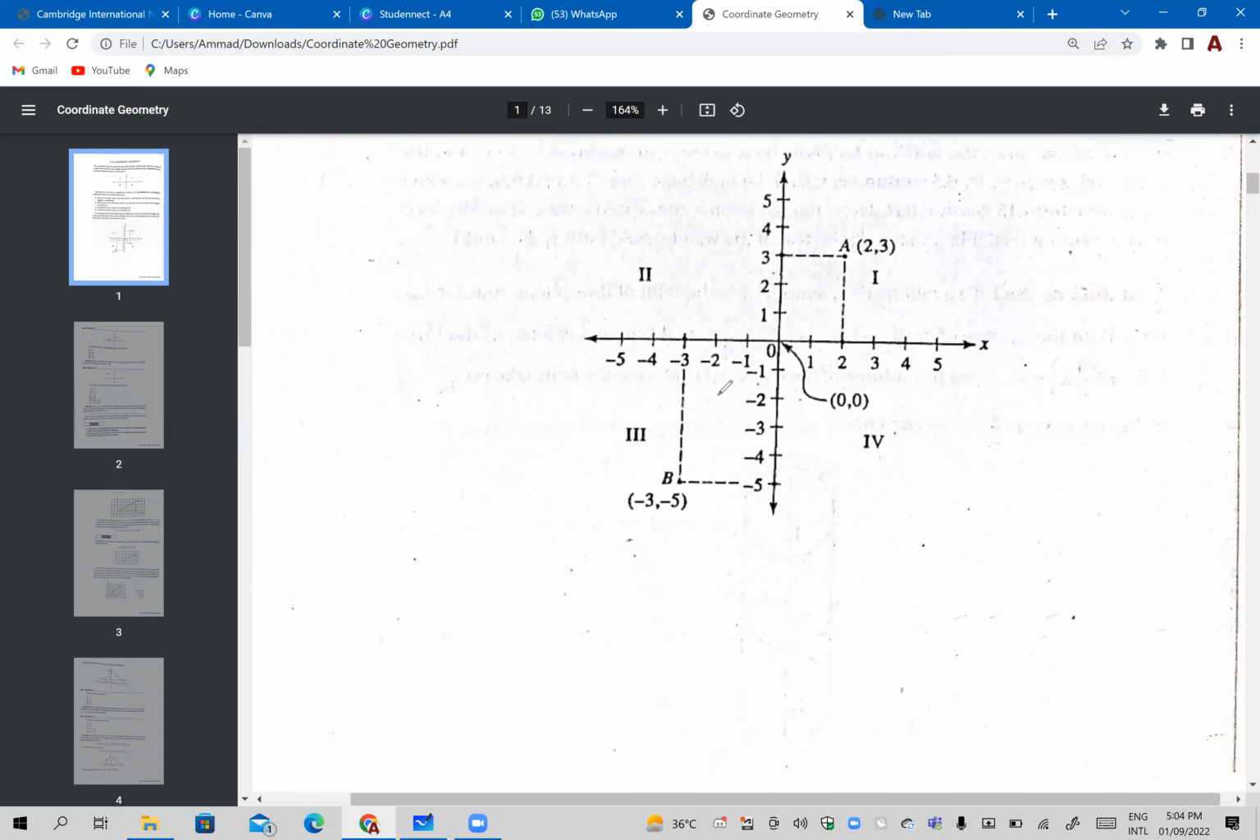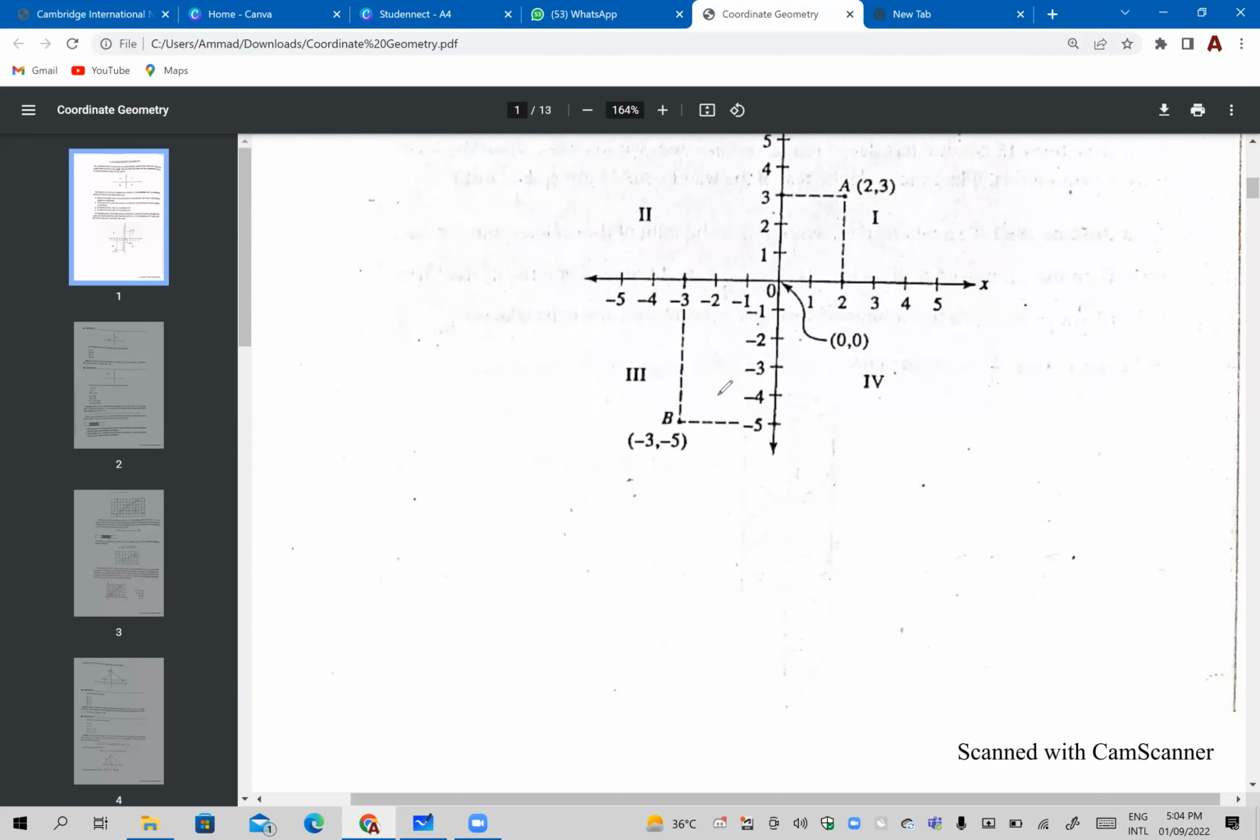I'm skipping through this because it's all very basic. So I'm sure you guys have studied all of this before as well. If this is point A, it has the coordinates 2 and 3, 2 of x and 3 of y. So then B is minus 3 of x and minus 5 of y.